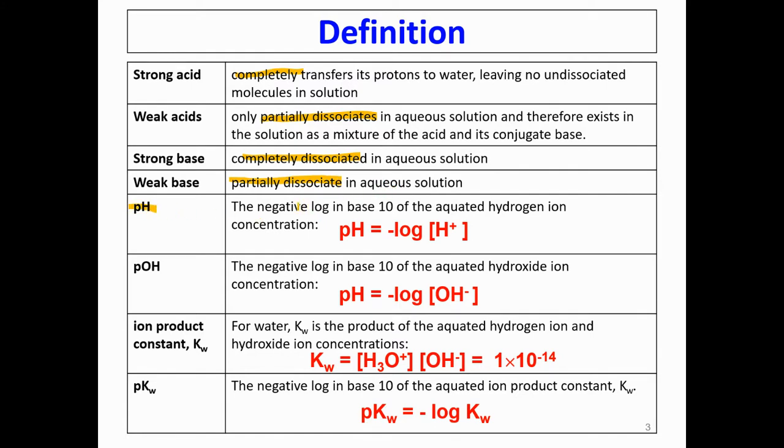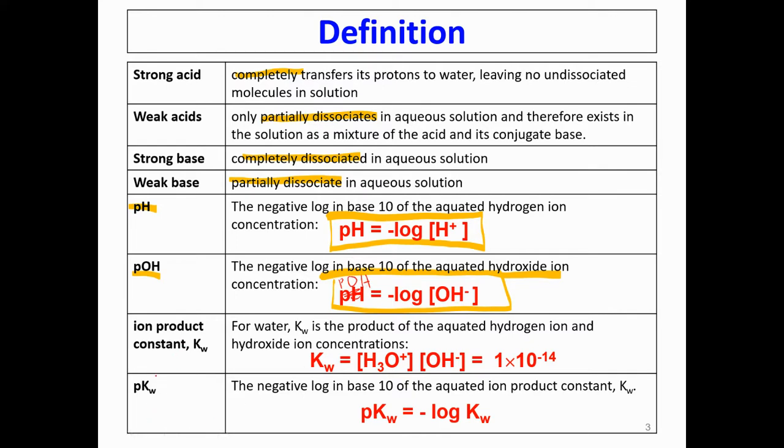Okay, pH is the negative log in base 10 of the equilibrium hydrogen ion concentration. So this is the formula that you need to remember. Then pOH is for the hydroxide ion. Okay, so this one should be pOH. Please correct this in your notes.